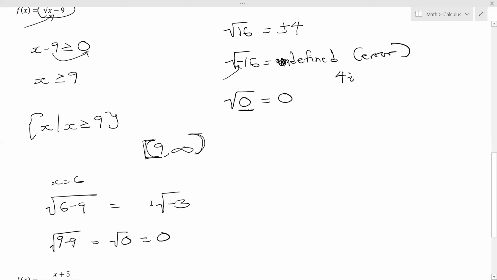And if we get the graph, let me see if I can get the graph quickly for the square root of x minus 9. I'm going to use the Desmos graph. Please bear with me for the delay. Okay, sorry. I just want to make sure I'm explaining this well.